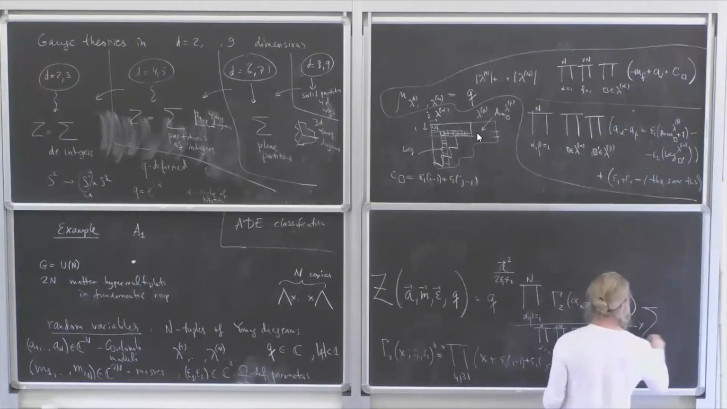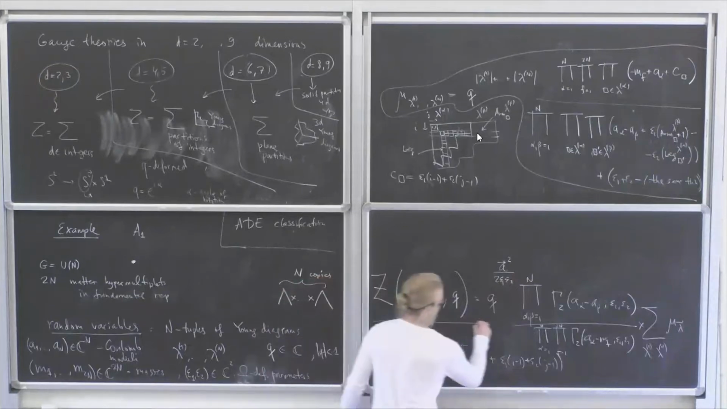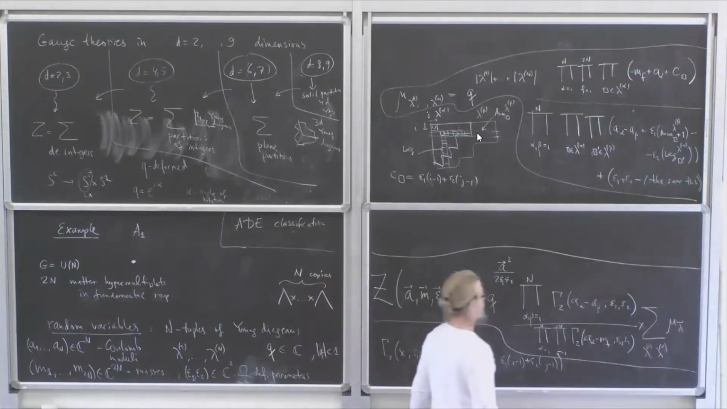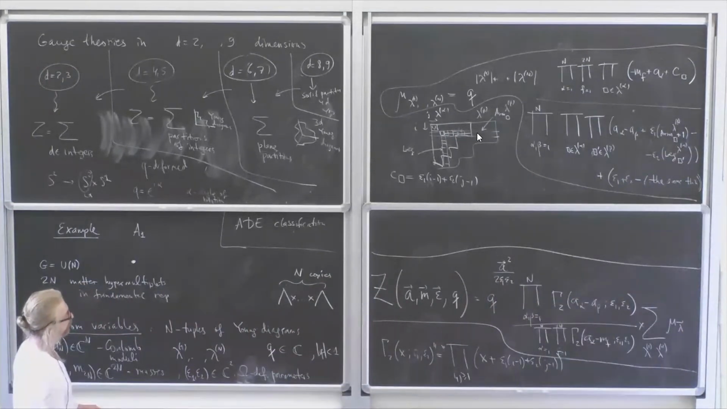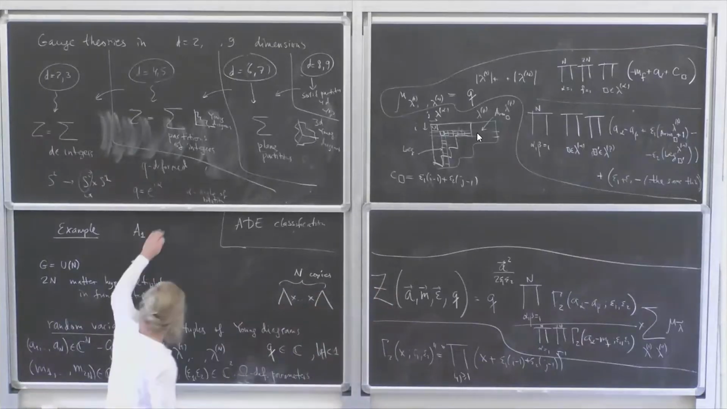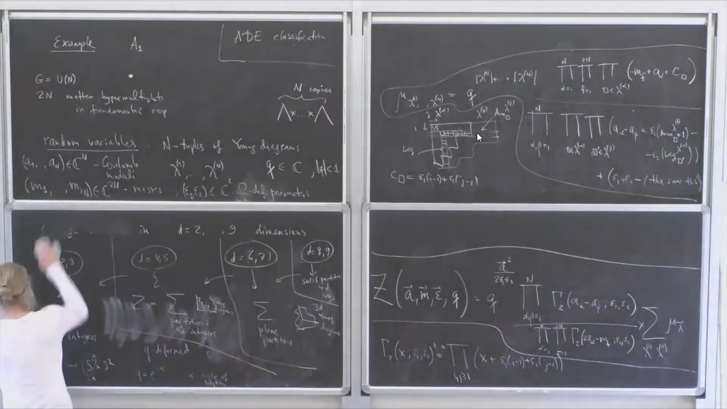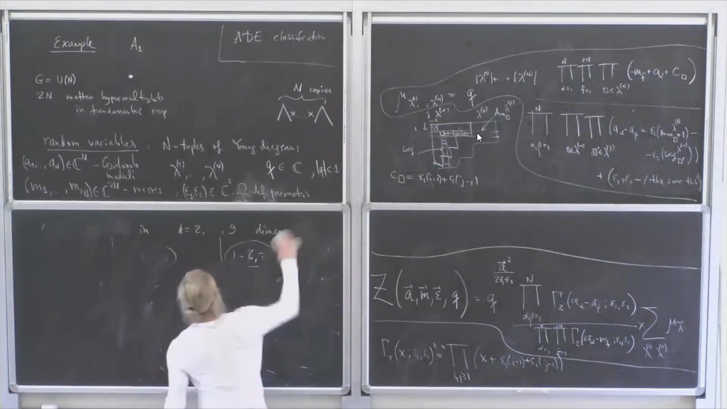Times the sum over collections of lambdas, mu lambda. Okay, so you might say, what kind of nonsense is this thing? Well, it turns out that you can say quite a few interesting things about this partition function and certain expectation values in this model.